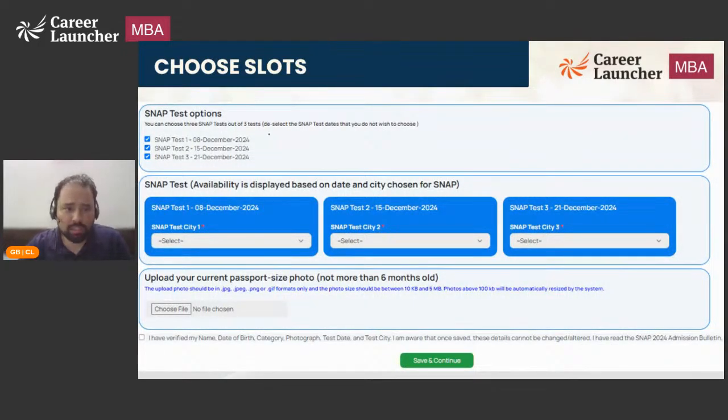The exam dates you want to apply for. Say you choose all three, all three are auto ticked, you will have to deselect if you don't want any one of them.